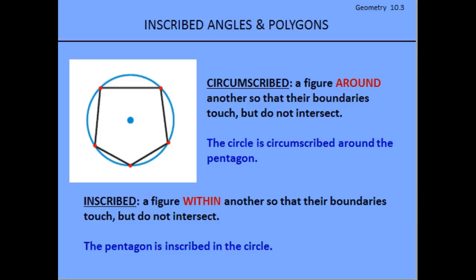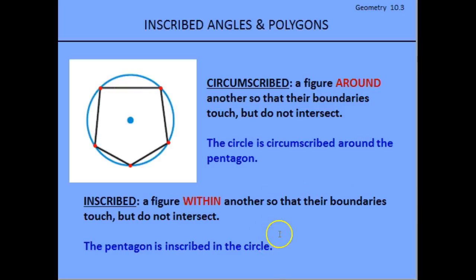Let's move on. Some technical definitions. We have inscribed. We know what that is from an inscribed angle, but also polygons can be circumscribed around a circle, or inscribed within a circle. Technically, circumscribed is a figure around another. So this circle is circumscribed around the 1, 2, 3, 4, 5 pentagon. The circle is circumscribed around the pentagon.